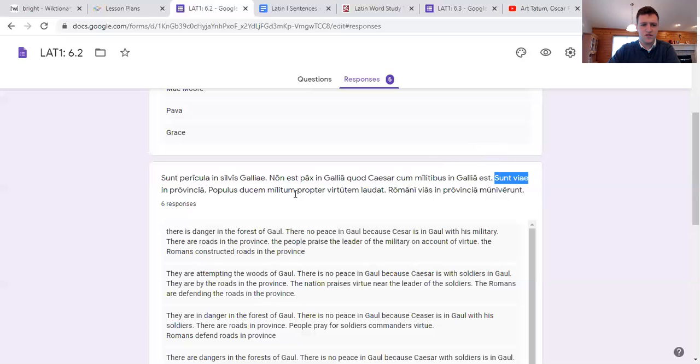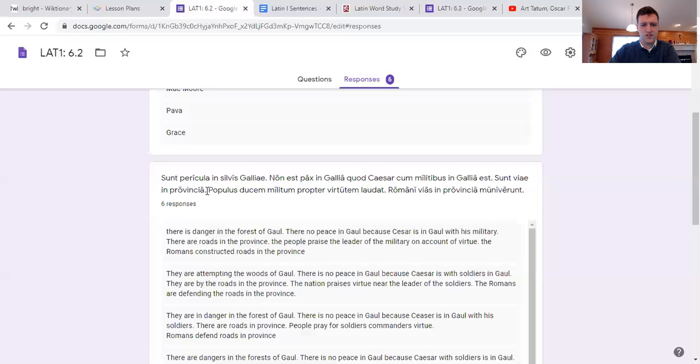Third one, sunt viae in provincia. We just have the verb to be again, third plural, there are. Now we need a nominative plural subject if we have one. Viae can be nominative plural, first declension. There are roads. And same thing, in with the ablative. There are roads in the province.